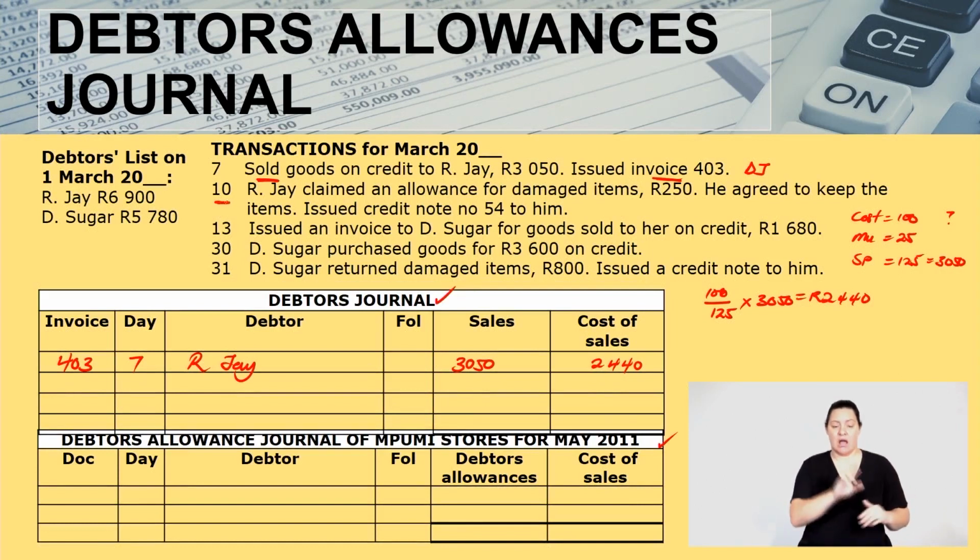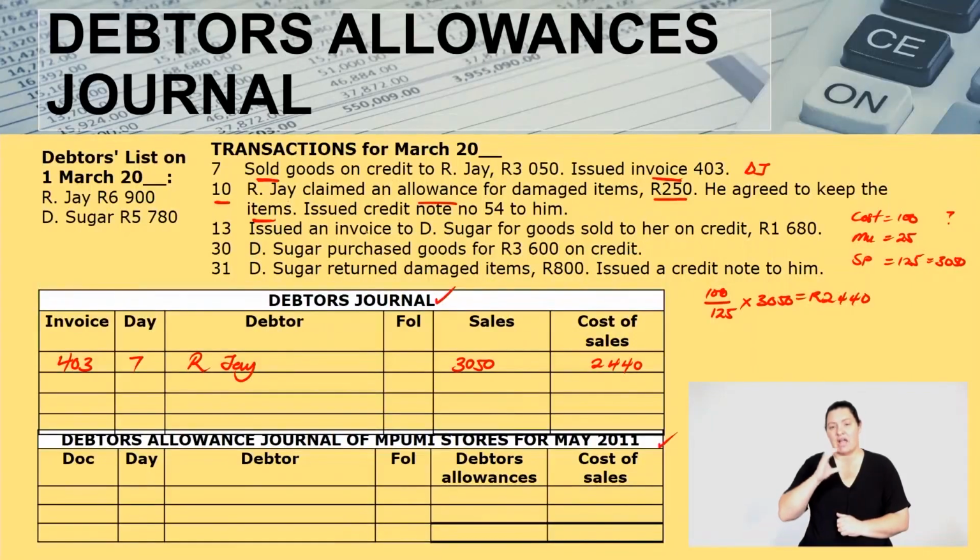Okay, let's quickly go on. It says, on the 10th, RJ claimed an allowance for damaged items, 250. He agreed to keep the items. So he is keeping the goods. So the goods are not going to come back to us. He is keeping the goods. But we're going to give him an allowance. Okay? And then we issued credit note number 54 to him. So that means I'm now bringing that to my debtors allowances journal because we're giving him an allowance.